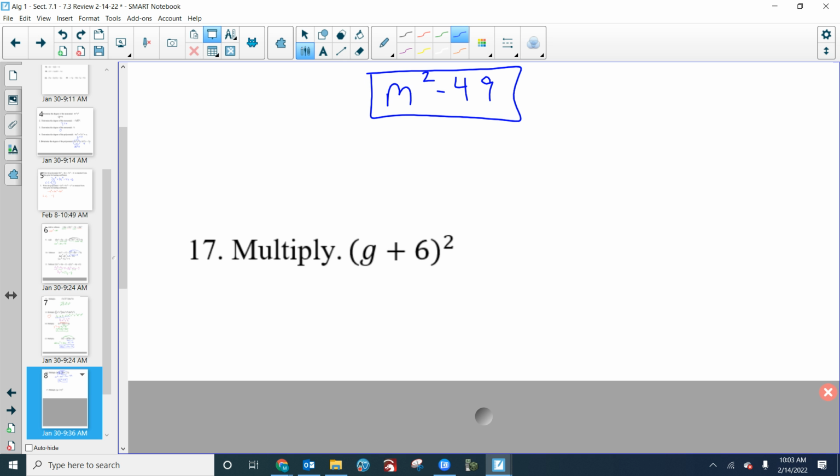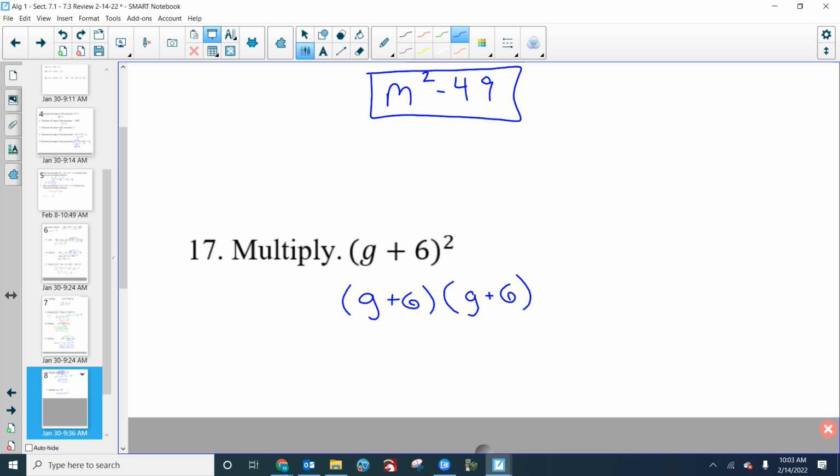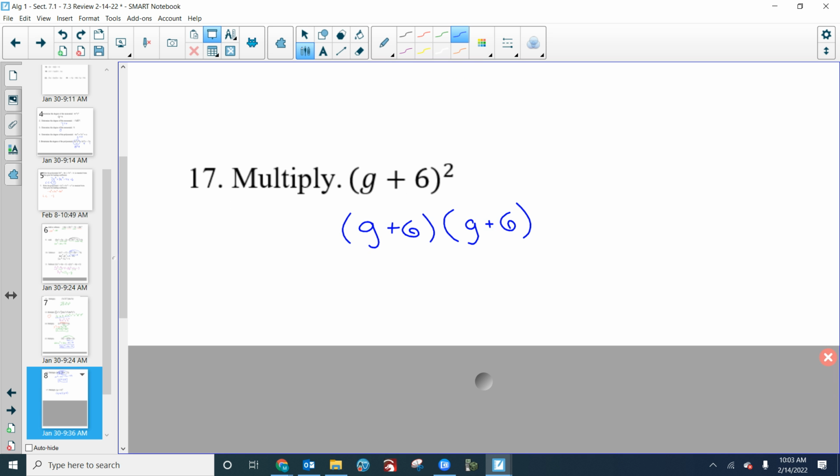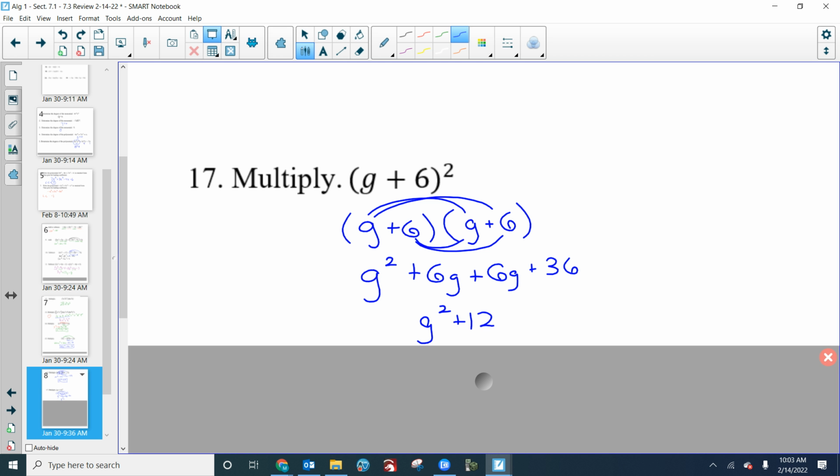Next, what does g plus 6 quantity squared tell me to do? Write it again. Good. G plus 6 times g plus 6. Do you all agree? And now we have to distribute, which that process with binomials is called FOILing. G squared plus 6g plus another 6g plus 36. G squared plus 12g plus 36.